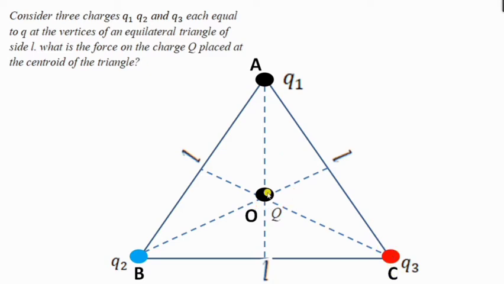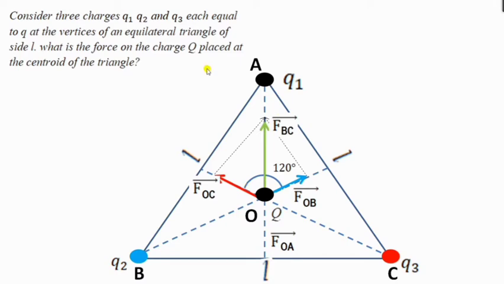So this q3 will try to repel this in this direction. So force on O due to C will be in this direction. Similarly, force on this Q due to this Q will be in this direction, and force on this due to this will be in downward direction. Now we have got 3 forces. Now first we will add these 2 forces using vector addition, and we will get the resultant in this direction. Now we have another one which is in this direction, and we will find the resultant of these 2, and the resultant of these 2 will be our final force.